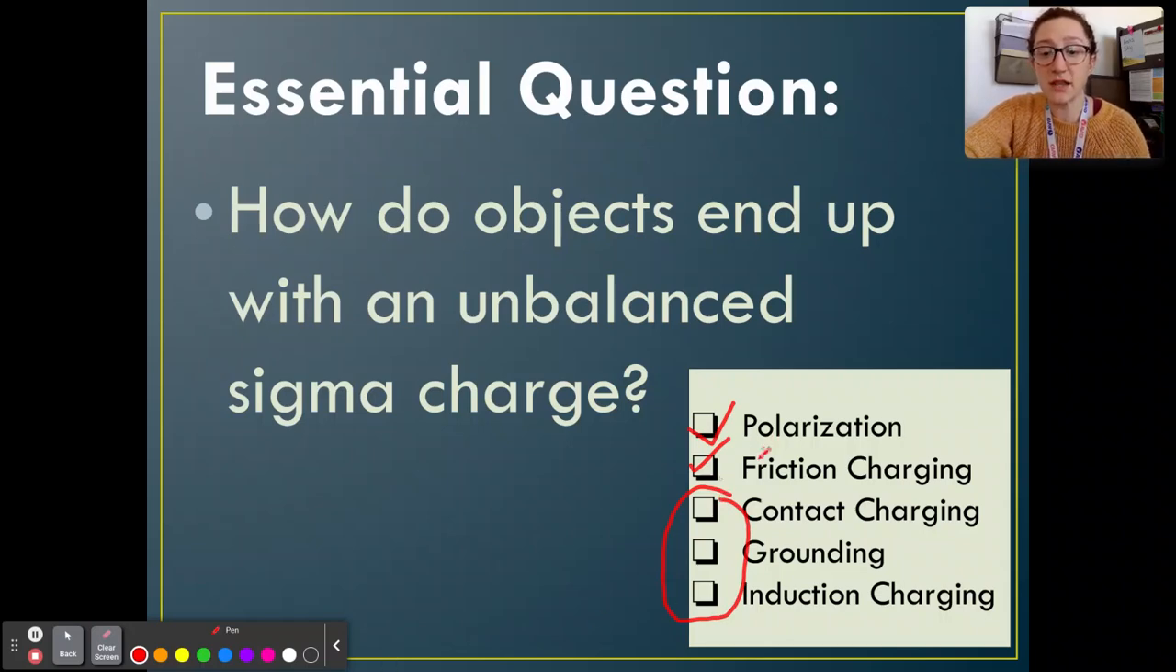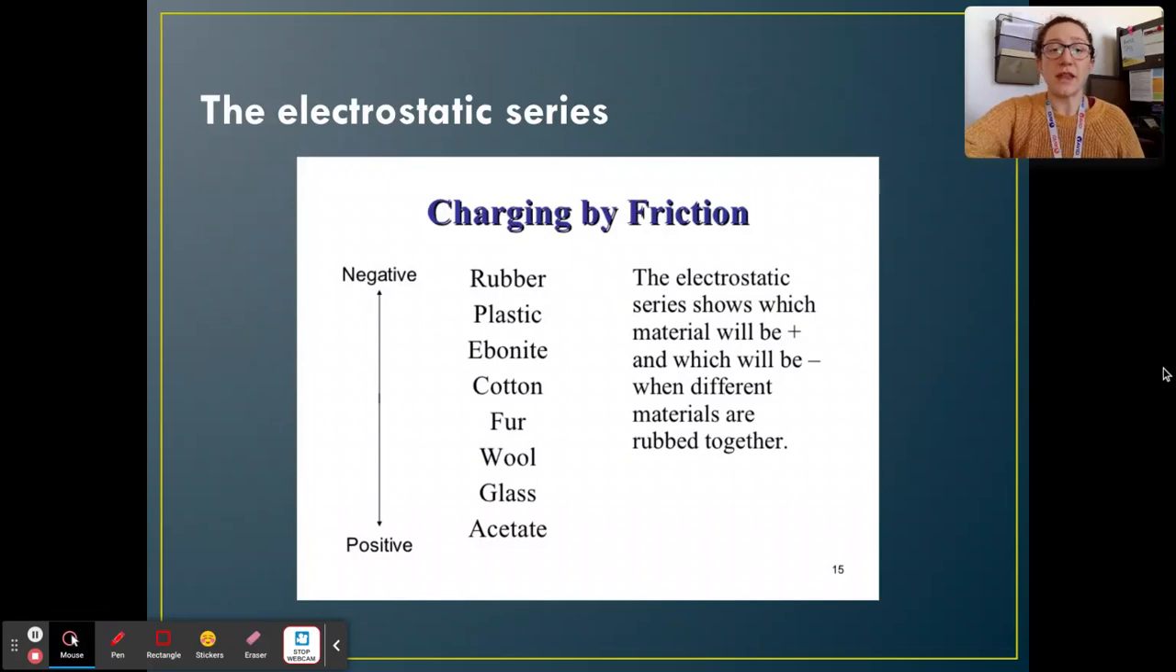If you are missing these two notes, you'll need to go back to the previous video. So the last slide of the previous video was this electrostatic series. This is the order with which objects will either give or receive, insulators will either give or receive electrons if they are rubbed together.